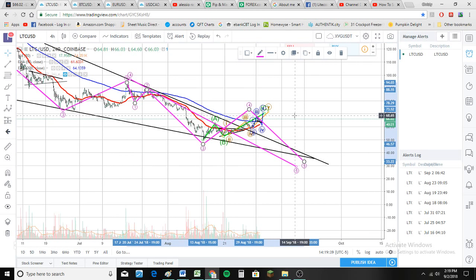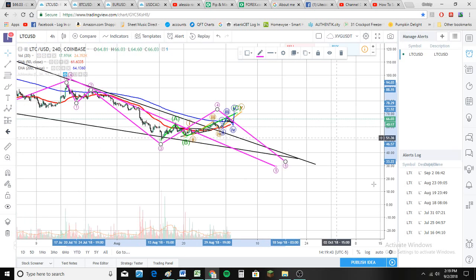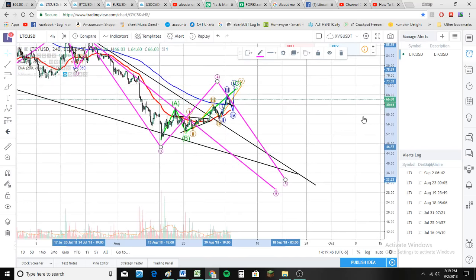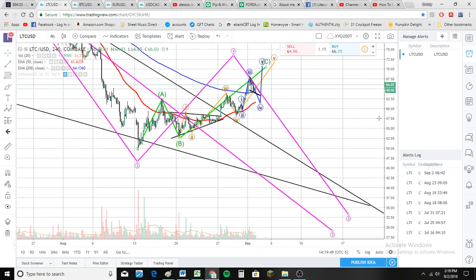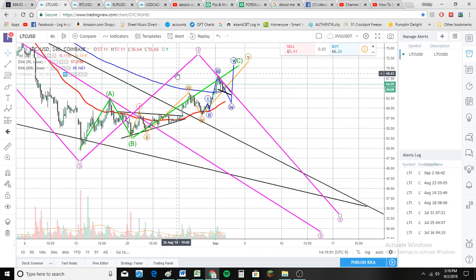Whenever you do Elliott wave, you've got to step back and see where we are from the big picture. Once we do that, we can go in and see what we're looking at. We're going to zoom. I'm going to get rid of this so it's not a bunch of noise on the chart.